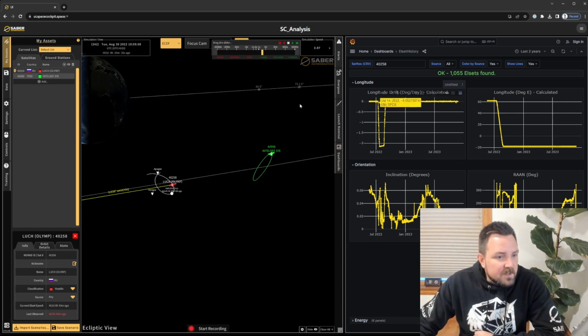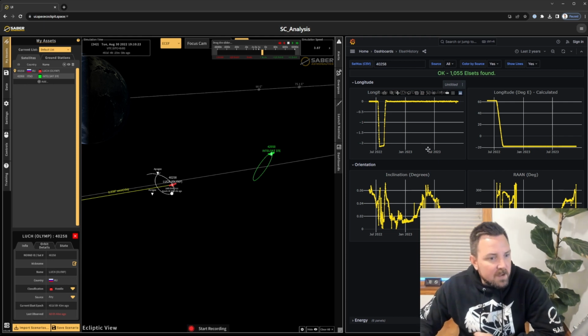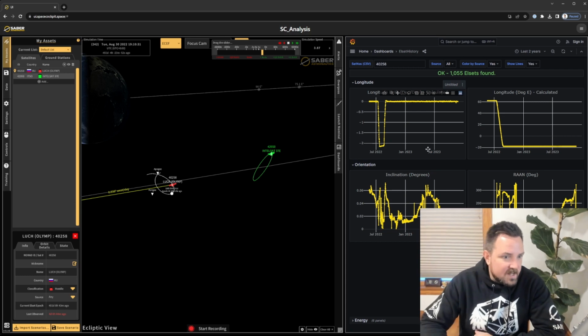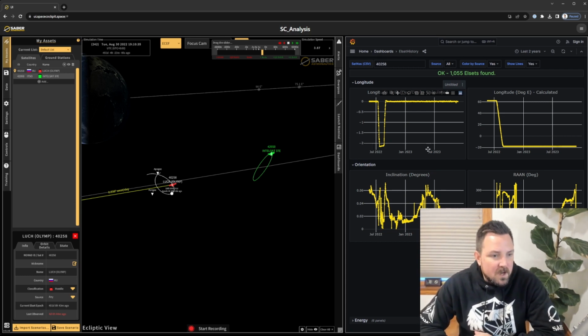These Elset history plots are very good at flagging historical events and big maneuvers. They're not very good at giving us timely notifications of when a maneuver has just taken place. It often takes a long time for the sensor providers to perform a new IOD and OD after a maneuver has taken place. So these ELSETs are a lagging indicator of a maneuver.